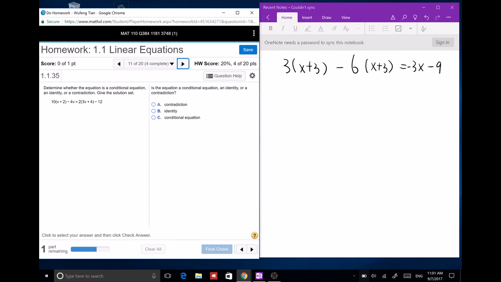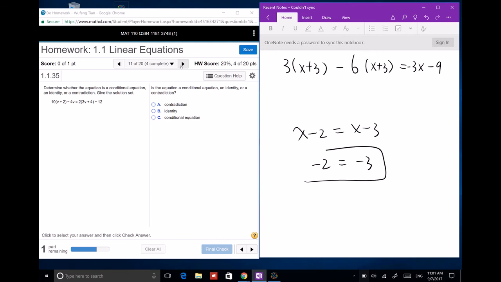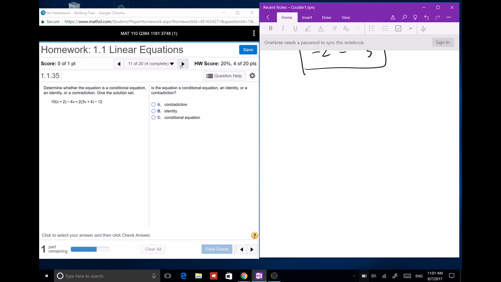Okay, contradiction means there's no solution. Identity means infinitely many solutions. Conditional equation means one solution. For example, if I got x minus 2 equals x minus 3, I got negative 2 equals negative 3. This means contradiction. Okay, next example. x minus 2 equals x minus 2. This is an identity. You can cancel plus 2 and minus x, and eventually get 0 equals 0. Okay, so this is the identity.